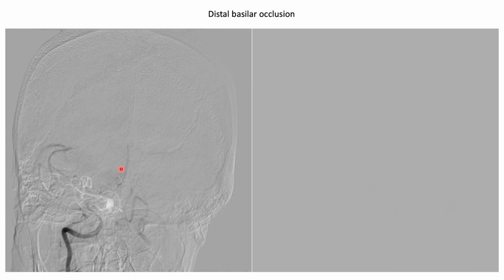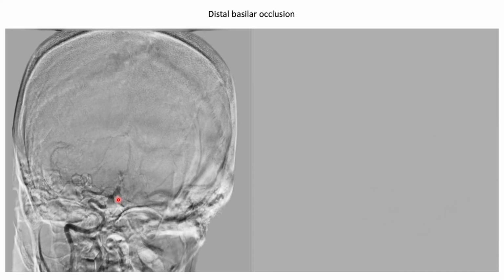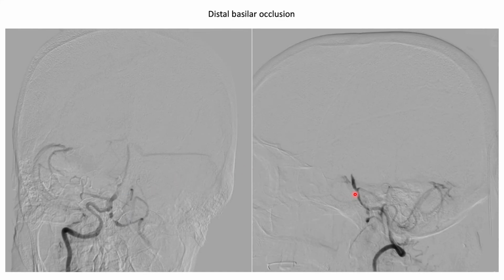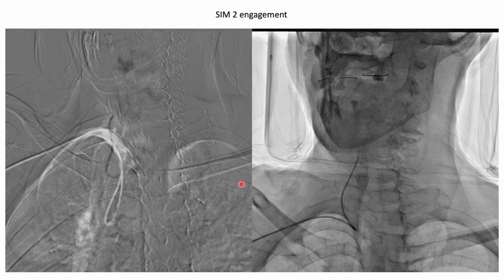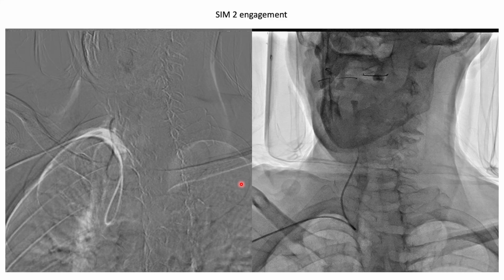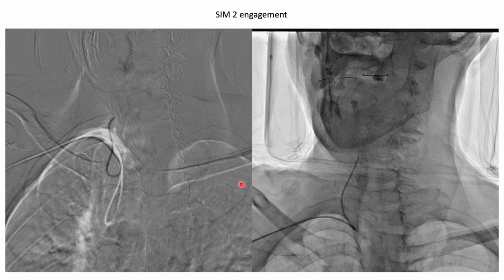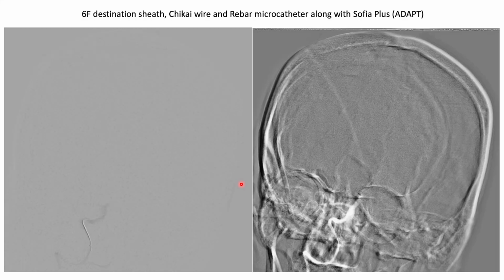Another case where we had a patient presenting with posterior circulation stroke and a distal basilar tip occlusion. On the lateral view, you can again see that's the basilar tip occlusion. So I went in from the brachial approach. I used a SIM2 catheter, went into the vertebral artery, and then you can see that I'm using a Terumo wire to go up and engage my catheter in.